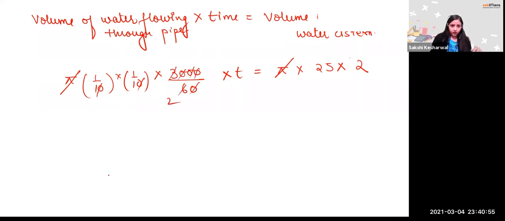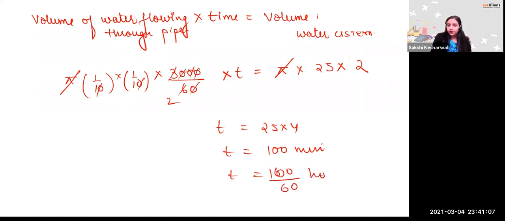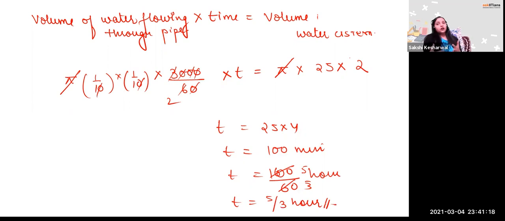So T is equal to 25 into 4. T is equal to 100 minutes, which is 100 divided by 60 hours, right? Which is equal to 5 by 3 hours. So T is equal to 5 by 3 hours, which is the answer. It means that in 5 by 3 hours, or 1 hour 40 minutes, this much amount of water will flow into the system, right?